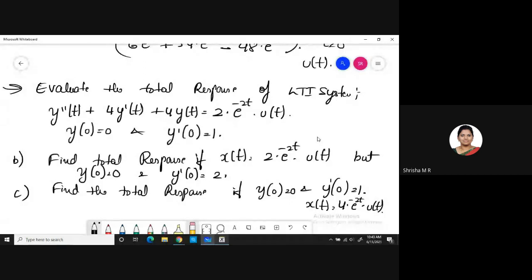Got it? Do you have any doubts? Understood how to find natural response and forced response? Yes, ma'am. These are different types of problems. Okay. But you have to remember the table for particular response and natural response. If you remember the table, then you can do it properly.